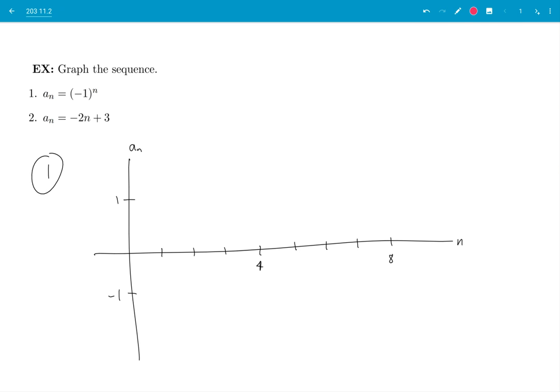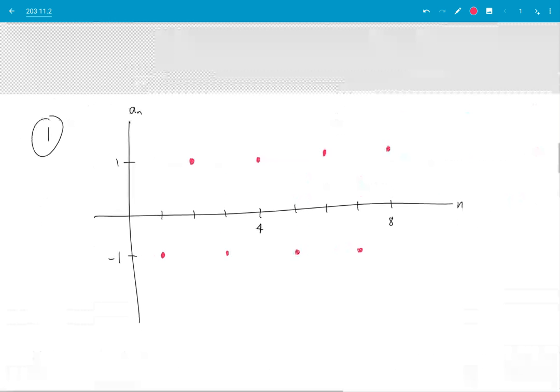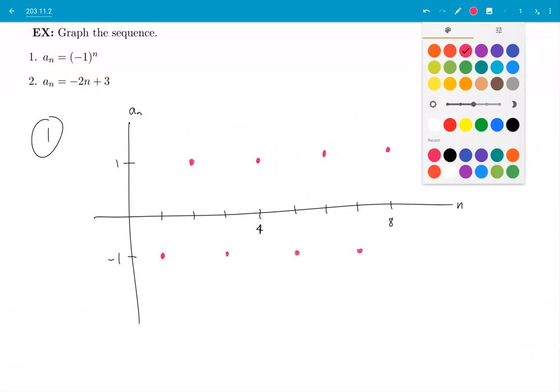So where do I start? When n is 1, I get -1. When n is 2, I get +1. Now I'm not connecting the dots here. This is not a continuous function. This is a sequence. Very different. So I just get this bunch of dots here. Okay, when n is even, I get +1. When n is odd, I get -1. And so on and so forth. Oops. Haven't given myself much space here, haven't I? Oh well.